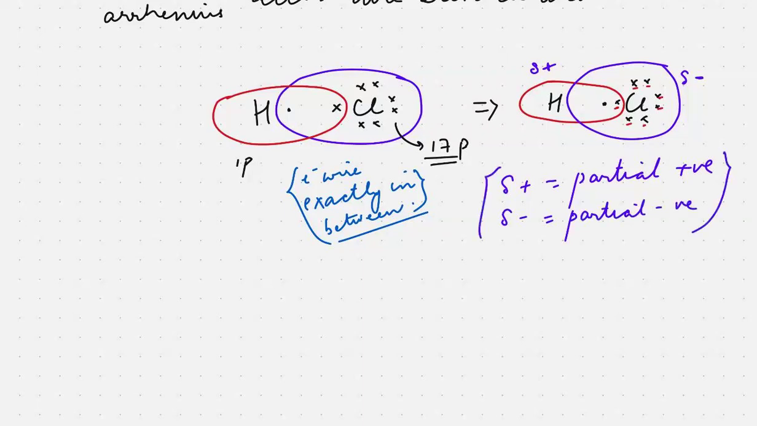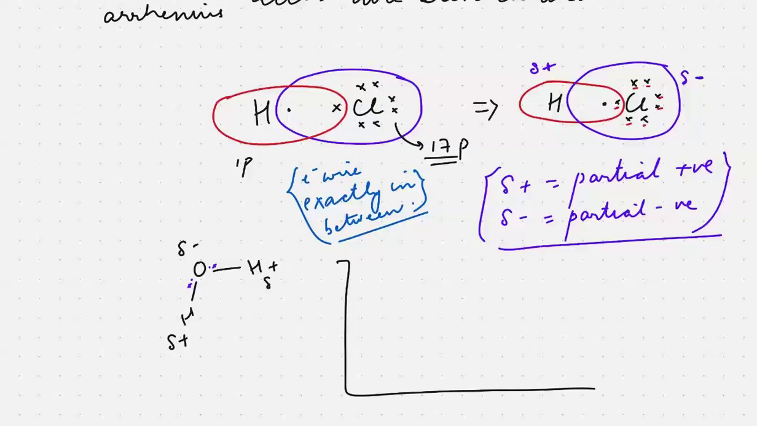Okay, now when you put this in water, you understand water is also polar. Water also carries some charges. Hydrogen carries a partial positive charge and oxygen carries a negative charge, because these electrons get shifted towards oxygen. So once you put HCl in water, what do you think is going to happen? We have HCl.